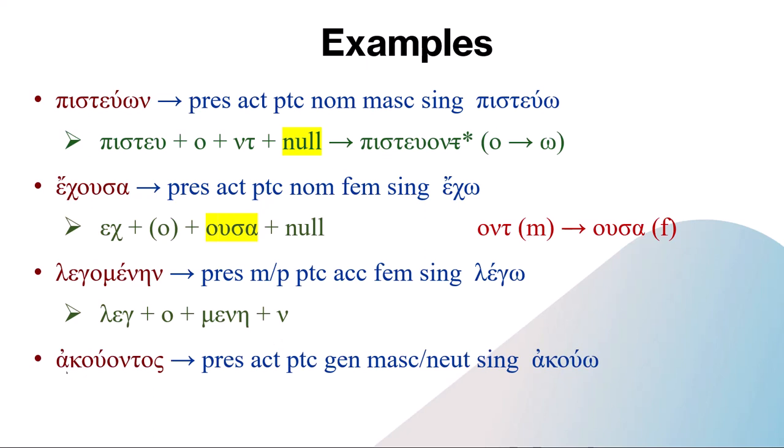Finally, let's look at akuantas. This is a present tense stem, and we have antas, and that is a genitive ending. So we have present active participle genitive, and it could be either masculine or neuter. The antas is third declension genitive singular, either masculine or neuter. So putting all that together, we have aku plus a plus the participle morpheme nu tau, and then the third declension ending as. So we have akuantas.